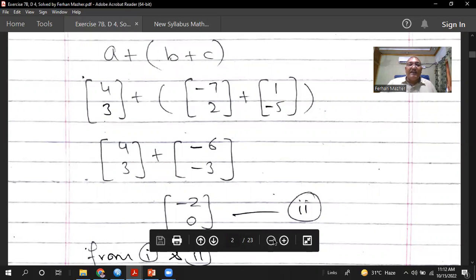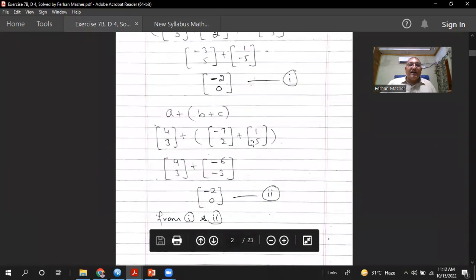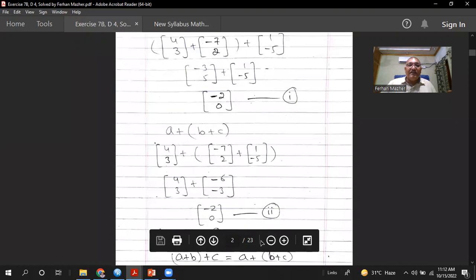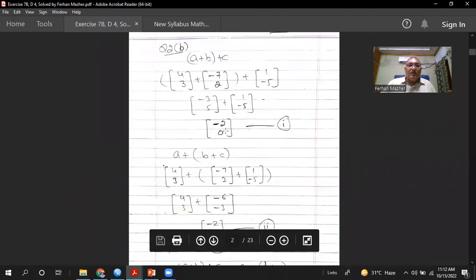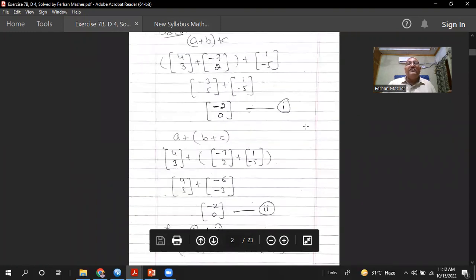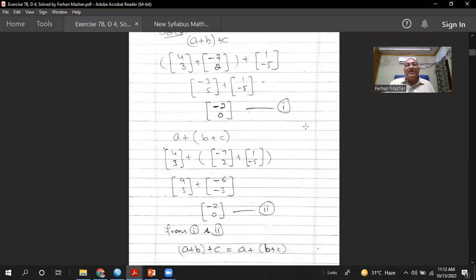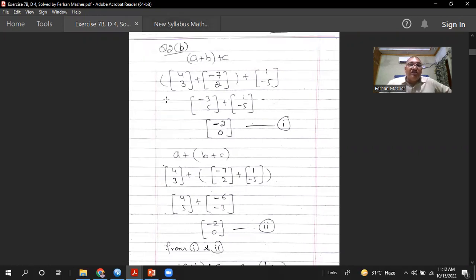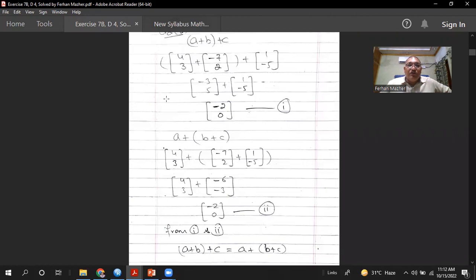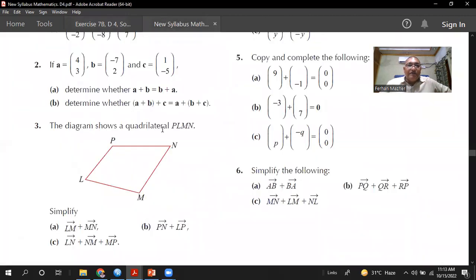So if you look at the results of both, the result from the 1 and the 2, the answers are the same, so we can say that both the sides are equal to each other. So this is how you will do question number 2 and its B part. Okay, question number 2, question number 3.